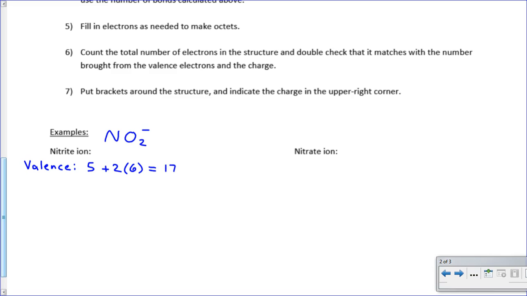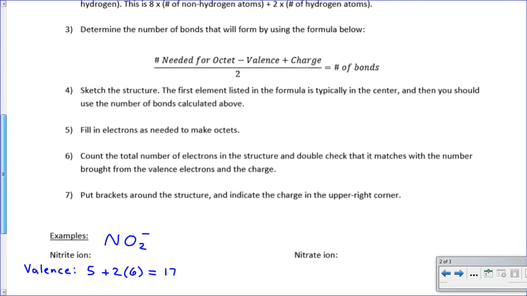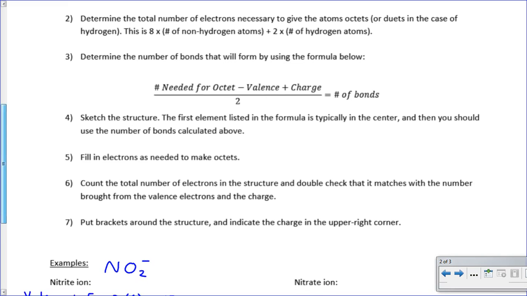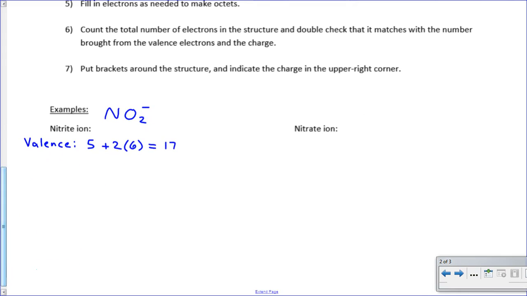The next thing you have to determine in this step is how many electrons you would need to give everything the octets that it needs, or duets in the case of hydrogen. So it's 8 times the number of non-hydrogens plus 2 times the number of hydrogens. There are no hydrogens in this structure, so everything wants 8. For our octets, there are 3 atoms, a nitrogen and 2 oxygens. They all want 8. 3 times 8 equals 24.